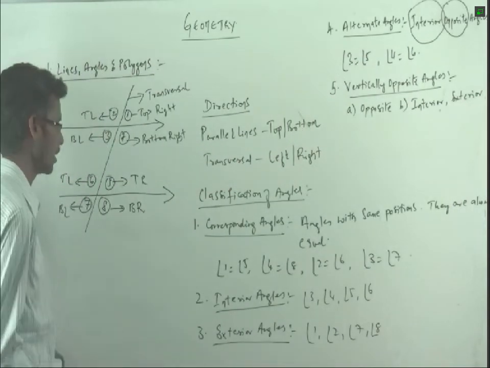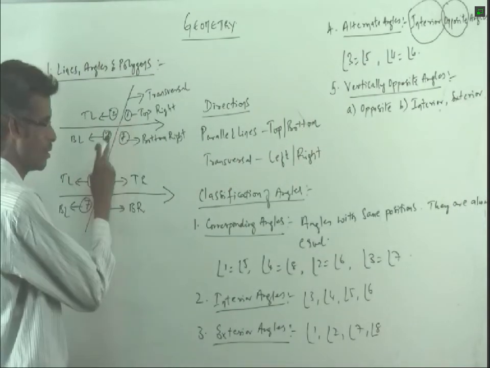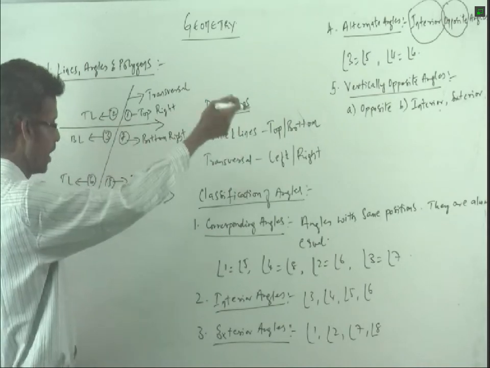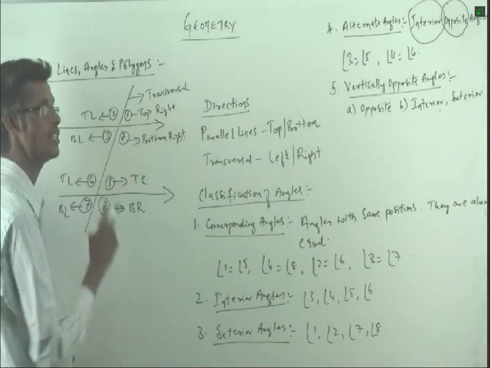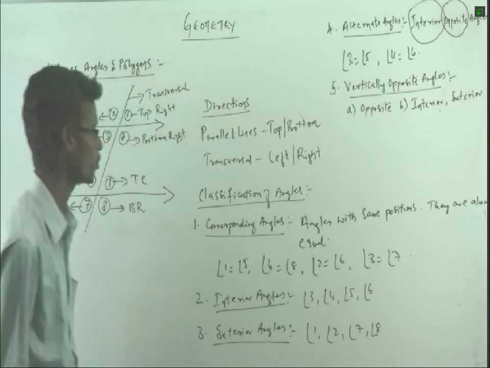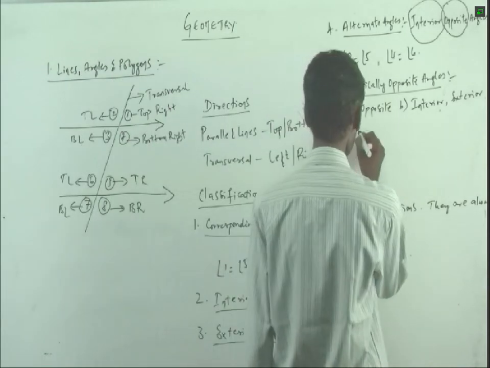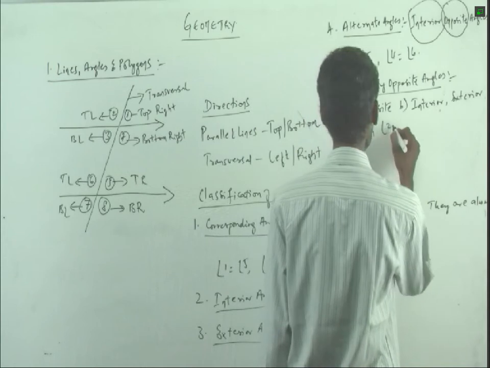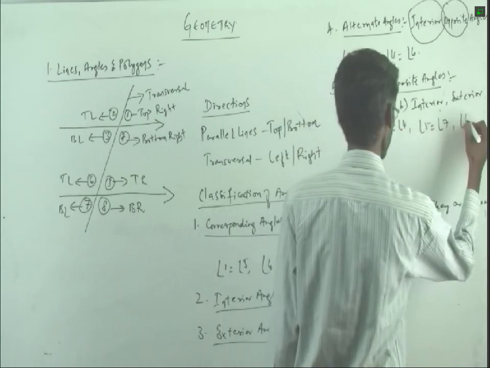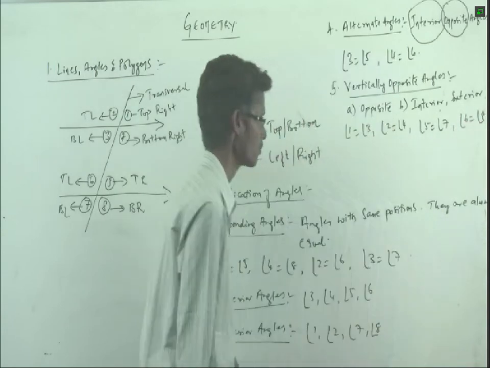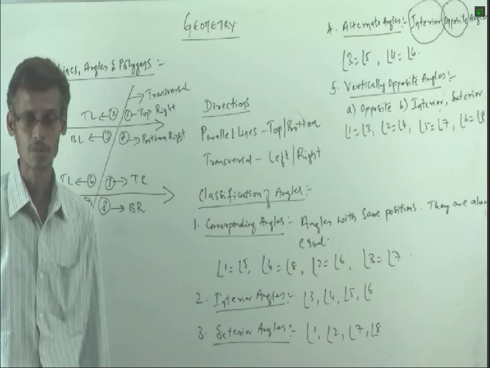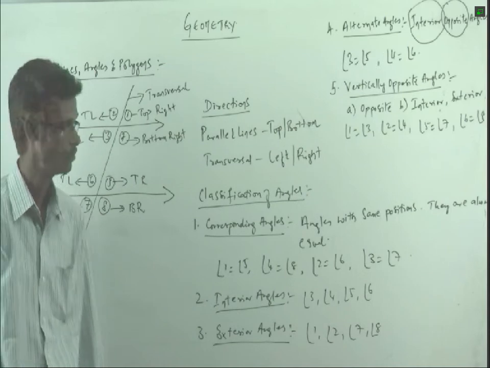Now let us see an example here. If you take 1 and 3, these two are opposite. That means the first condition is verified. And 1 is exterior and 3 is interior. That means the second condition is also verified. So we can say that 1 and 3 are vertically opposite angles and they are equal. So angle 1 is equal to angle 3, angle 2 is equal to angle 4, angle 5 is equal to angle 7, angle 6 is equal to angle 8. This completes the concept of all the classification of the angles which are in pairs.